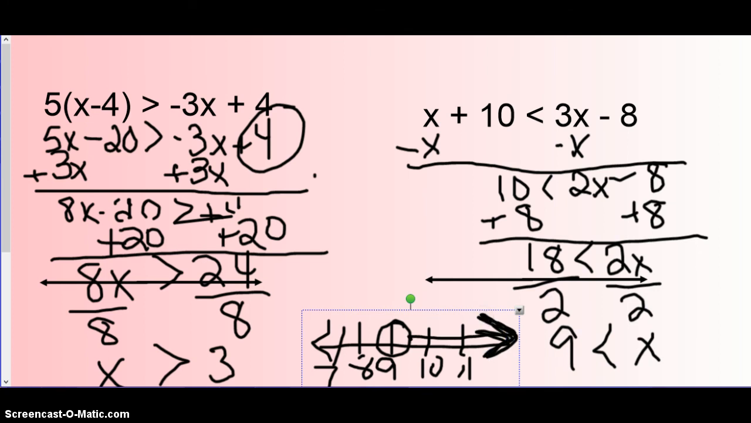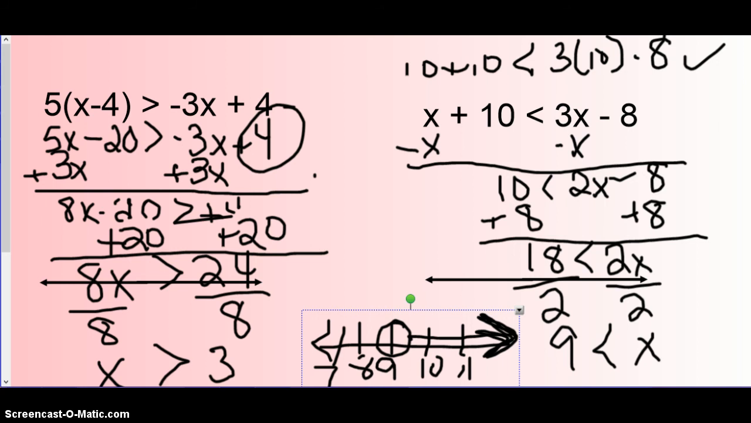Now there's lots of ways that you can make sure that you have the correct solution. You could put 9 back into this problem, or a number greater than 9 into this problem. And let's say I wanted to use 10 because 10 is greater than 9. I could do, okay, I've got 10 plus 10 on this side is less than 3 times 10 minus 8, which gives me 20 is less than 30 minus 8, which is 22. 20 is less than 22. That's a true statement, and that checks out. So there's some ways that you can use your check system and double checking to make sure that your solution sets are accurate.